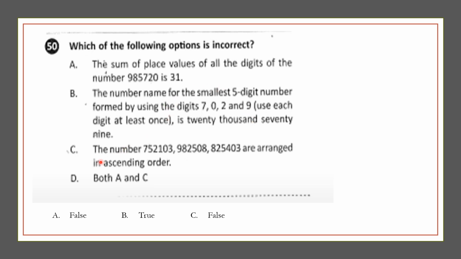Let's see option C. The numbers are arranged in ascending order. So if you see here 75, here 98 and here 82. So this will come in the middle. So these are not in ascending order. So this statement is false. So we have both A and C false. So our answer will be option D.